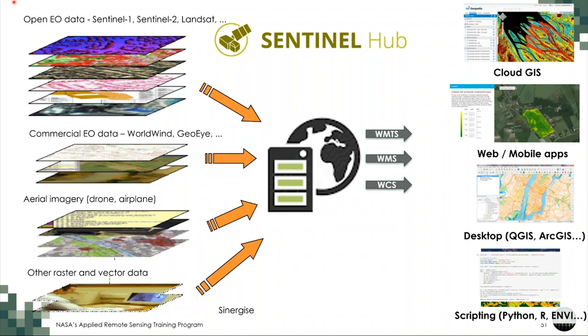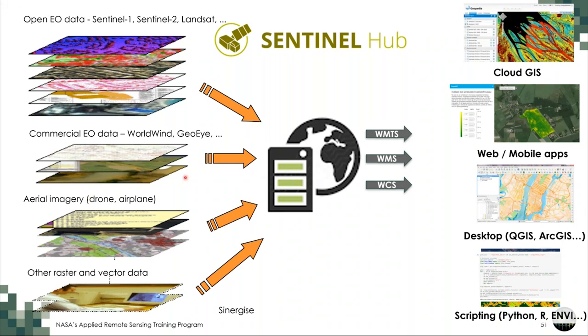Sentinel Hub was launched in 2016 to simplify access first to open Earth observation data, to the Sentinels, to Landsat data, to MODIS data. Later, also commercial Earth observation data was made available through Sentinel Hub, and the users can also add their own data, like raster and vector data, digital elevation models, other vector data like land parcels and so on, but also drone and airborne data.